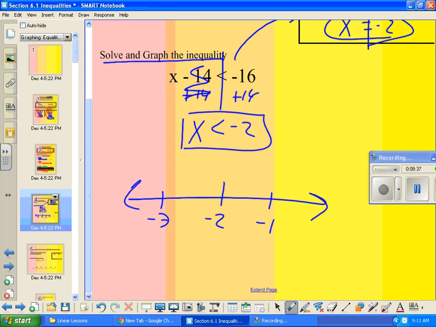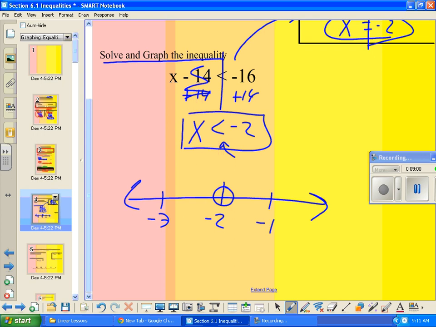Well, in this case, what type of circle should I have on negative 2? Since it doesn't have the line underneath for this inequality, it's just x is less than negative 2. That means x could not be negative 2. So that's my key number. I'm going to circle it, but I'm going to leave that circle open because I can't have a solution of negative 2.